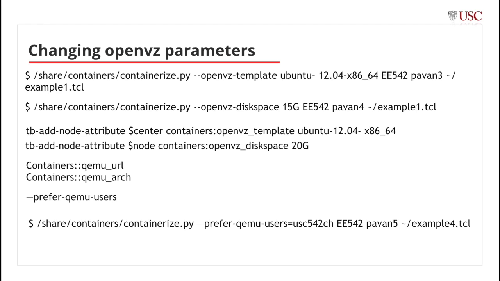There's also some setting called prefer QEMU users. We can allow a specific set of users to access the QEMU by using the last command. We can specify the username and the experiment name and the project name. Then the container would provide access only to the users that we specify here in the file.